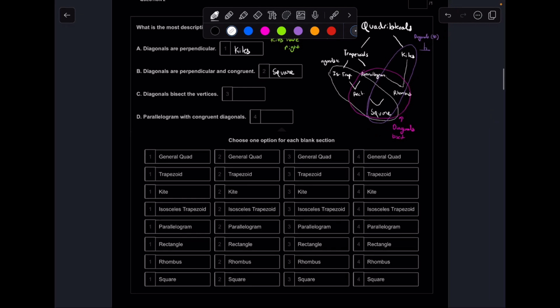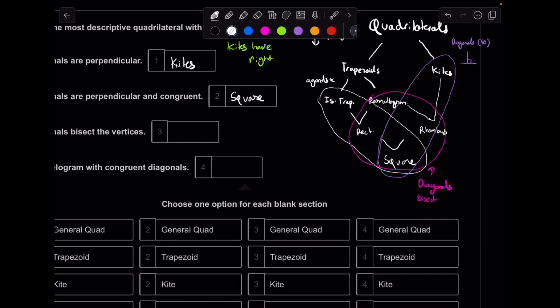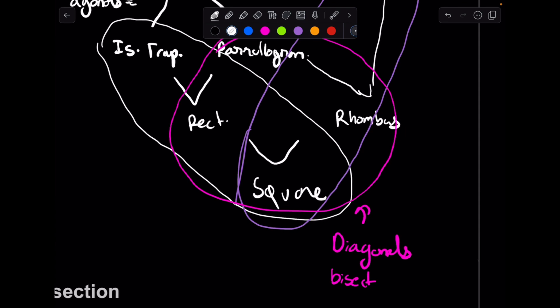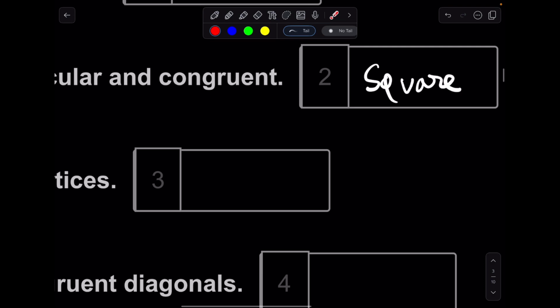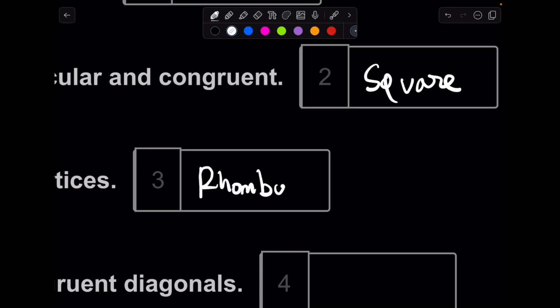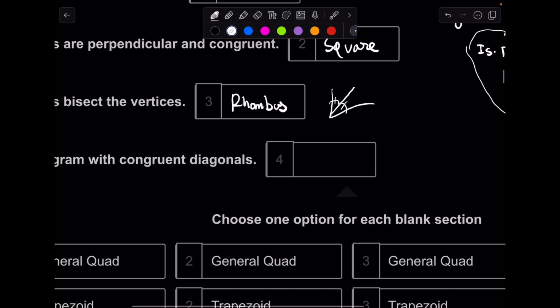Next, we'll go to diagonals bisect the vertices. For diagonals bisect the vertices, there's only one special one. Y'all are gonna know this. Rhombus. Rhombus bisects the vertices, meaning that these two angles would be equal in a rhombus.